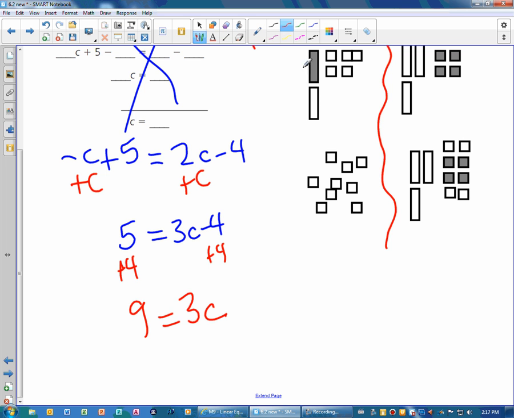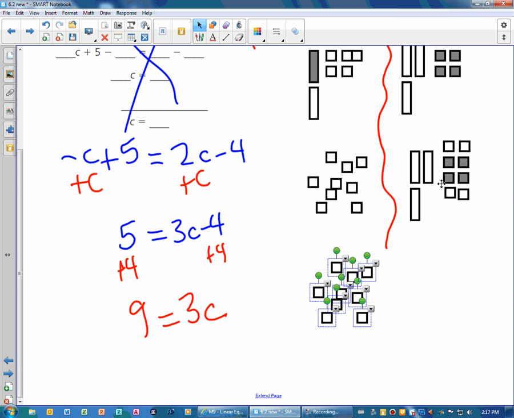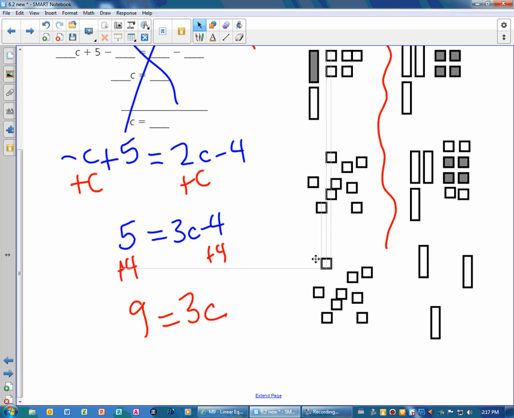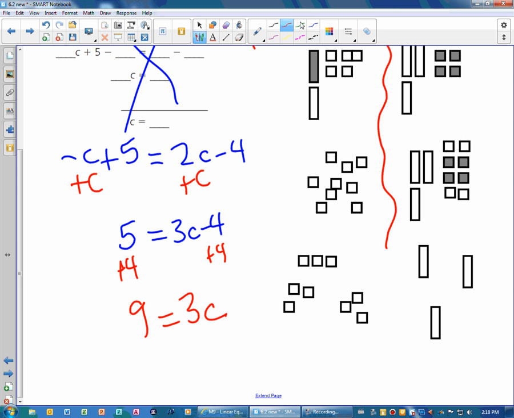So over here, I have all 9 of these little squares. All of these add to nothing or add to 0. So I still have those. Now I've got 3 of those. So if I have 3 of these equals 9, each of them equals 3. There we go. So I can say that C equals 3.